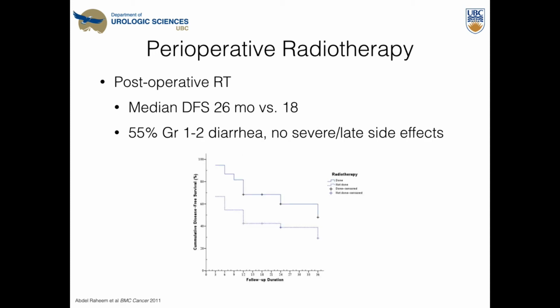Another study out of Egypt on post-operative radiotherapy was also prospective, but this time not randomized. They again found a disease-free survival benefit, 26 months versus 18 months on average, for post-operative radiation therapy after cystectomy. Again, side effects were tolerable. Half had some diarrhea, but there were no severe effects. And you can see the Kaplan-Meier curve here. The top line is the post-operative radiotherapy group. The bottom line is the cystectomy-only group. You see a significant benefit in disease-free survival.